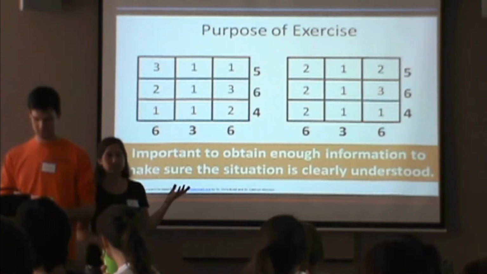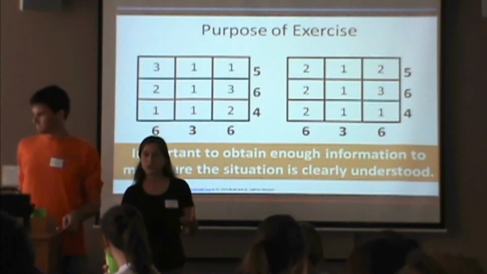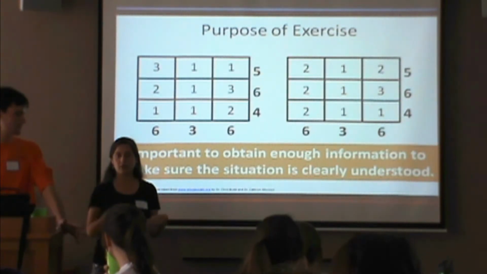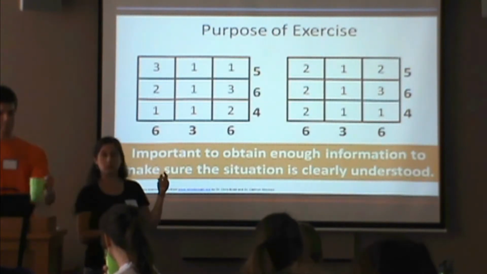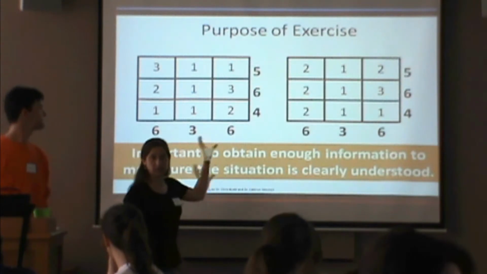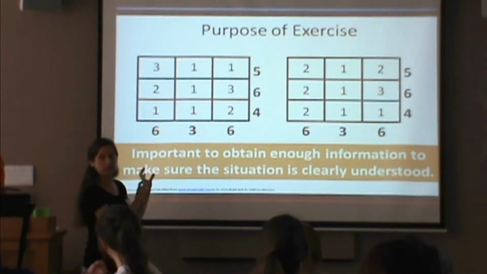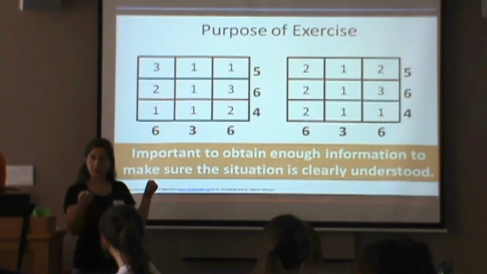So the purpose of this exercise is to show you that it's important to know enough information to make sure that the situation that you're given is clearly understood. What else could I have told you for this activity that would have made one of your answers right? Because if I asked you now, which answer is correct? First one. Either one, right? So what information for this activity could I have given you that made it so that we could actually determine which answer would have been the right one? How could I have changed this activity?